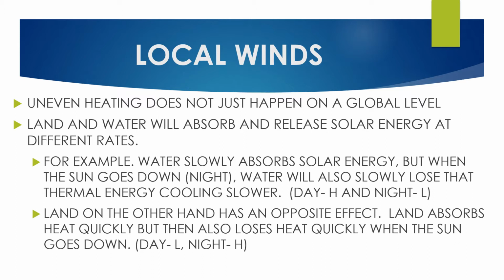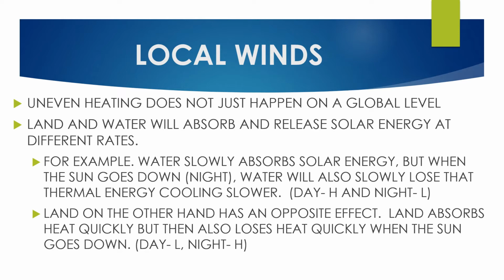The example I can give you with land is a desert. Deserts are hot in the daytime and they're cold at night. Why? Because there's nothing to keep that heat. It absorbs that heat quickly in the day and loses it overnight when the sun goes down. So deserts are usually hot in the day, cold at night, because they gain and lose that heat so quickly that it creates the opposite effect of what water does.